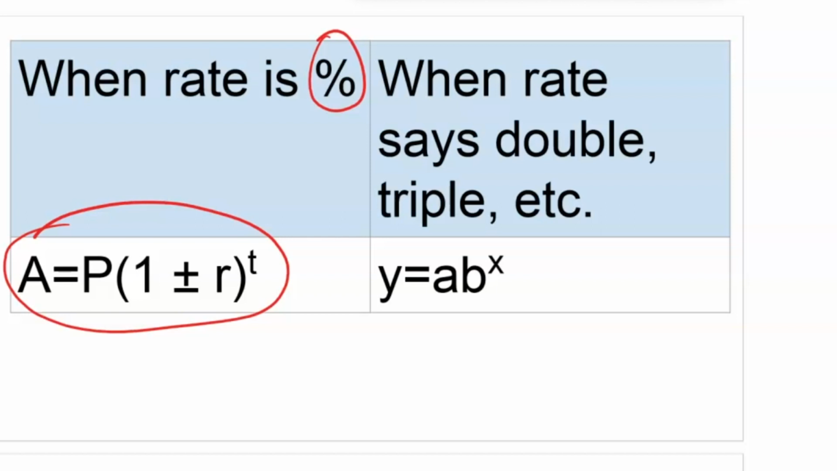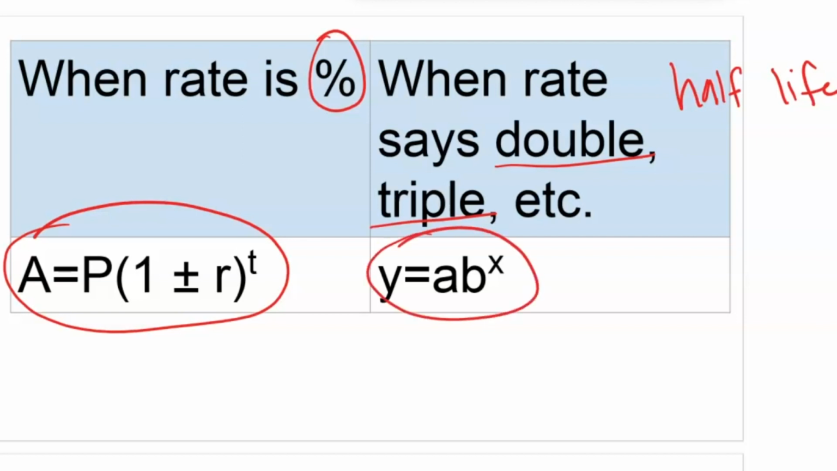And then if the rate says something like it doubles or it triples, or sometimes you'll see half-life, so if something is cutting in half every hour, or if it's doubling, tripling, multiplying by 4 or 5, or a whole number and not a percentage, then it's easier to think of it like this equation, y equals a times b to the power of x. I'll go over a few examples of these with you, and we'll work them out, and I'll show you how to plug everything into the equation.